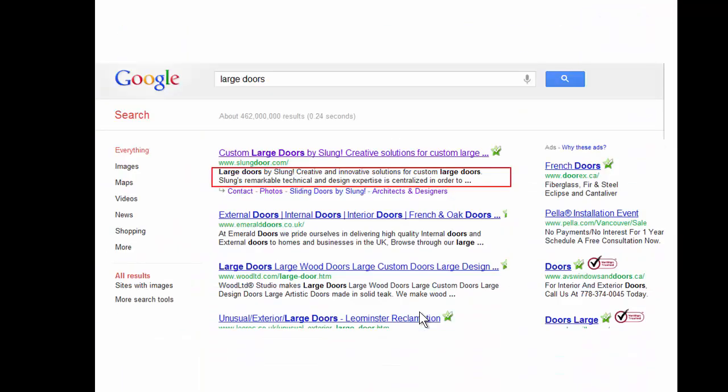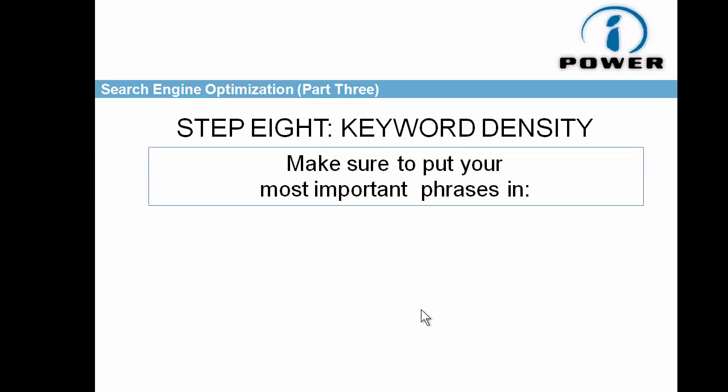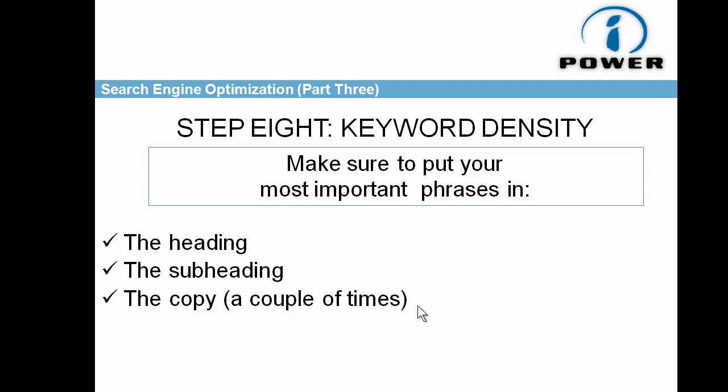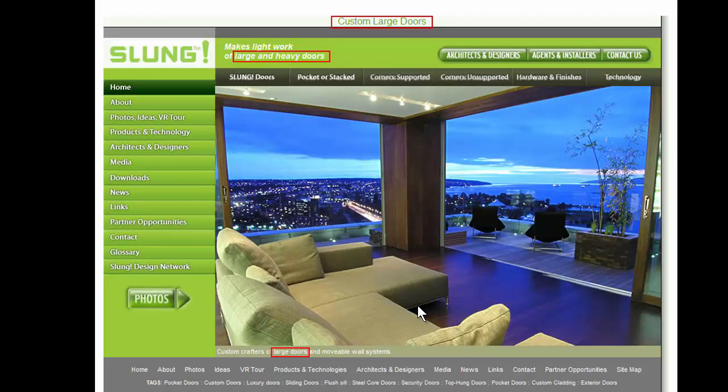And then we have step number 8, keyword density. What is meant by keyword density? Well, the principle says that you should put your most important phrases in the heading of a website, in the subheading if there is one, in the copy, and even a couple of times on your page. Let me show you this. For example, on the home page of Slunk Door, we have put large doors here. We have put them here. We have also put them here, right?